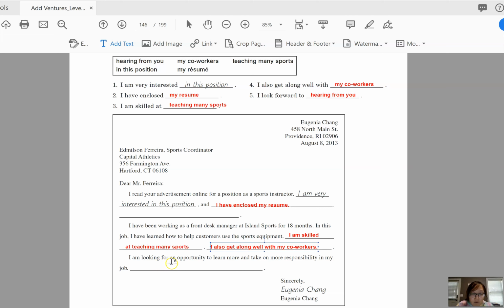I am looking for an opportunity to learn more and take on more responsibility in my job. I look forward to hearing from you. Sincerely, Eugenia Chang. This is supposed to be a signature, which is why her name comes out twice. So this is the signature and this is the printed name.